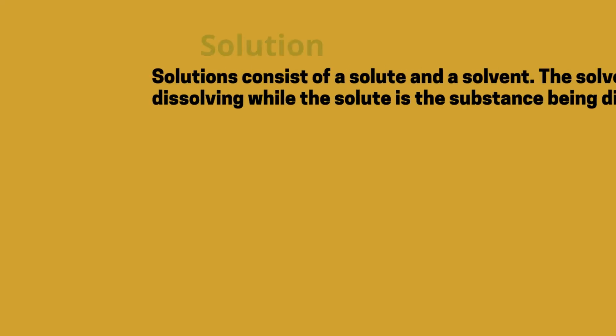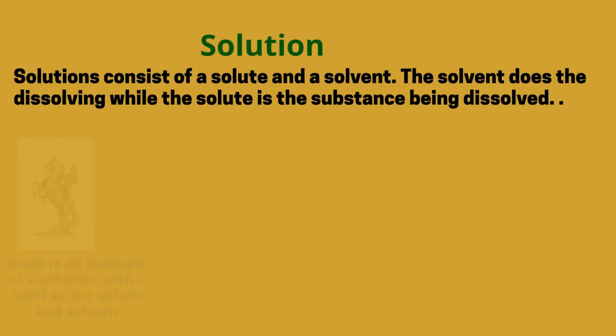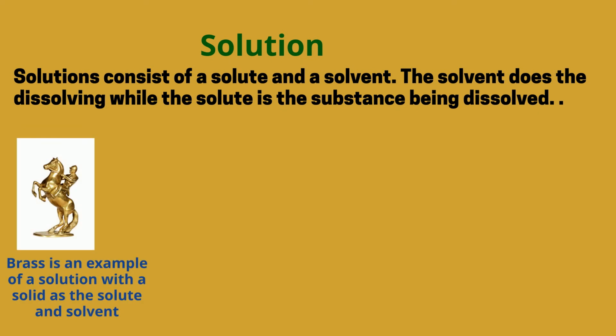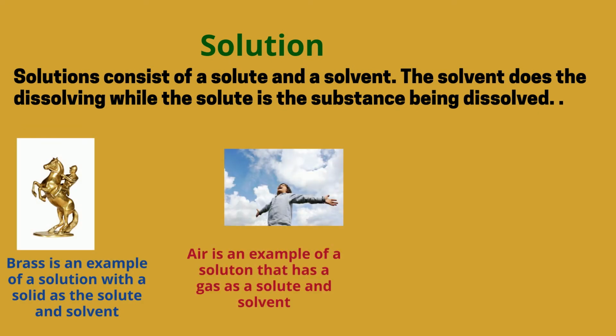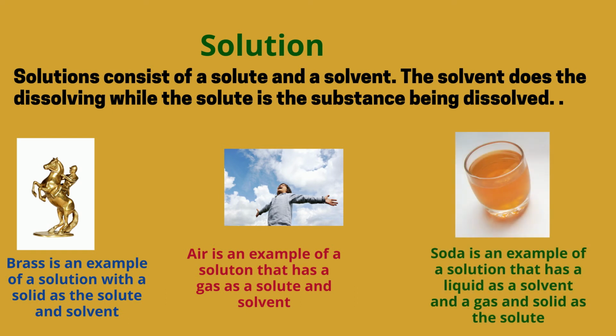Solutions consist of a solute and a solvent. The solvent does the dissolving while the solute is the substance being dissolved. Brass is an example of a solution with a solid as both the solute and the solvent. Air is an example of a solution that has a gas as a solute and a solvent. Soda is an example of a solution that has a liquid as a solvent and a gas and solid as the solute.